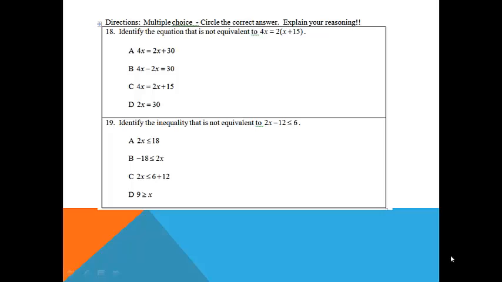Directions, multiple choice. Circle the correct answer and explain your reasoning. So number one thing, explain your reasoning when we're done. Okay, 18, identify the equation that is not equivalent to 4x equals 2 times the quantity x plus 15.